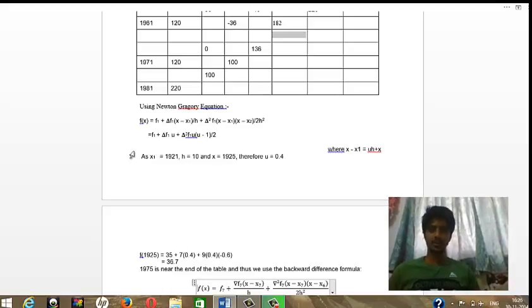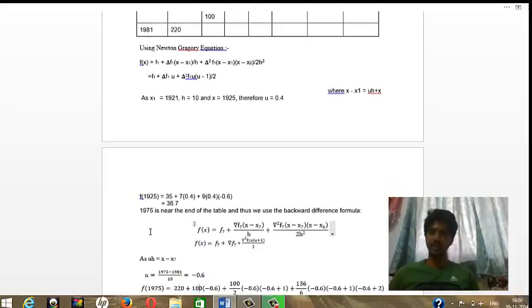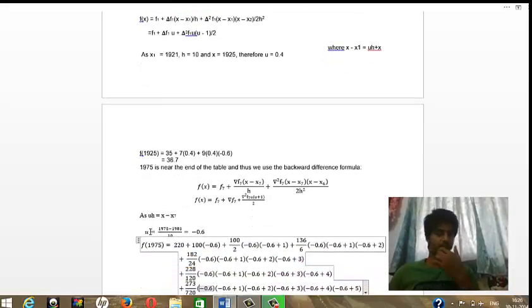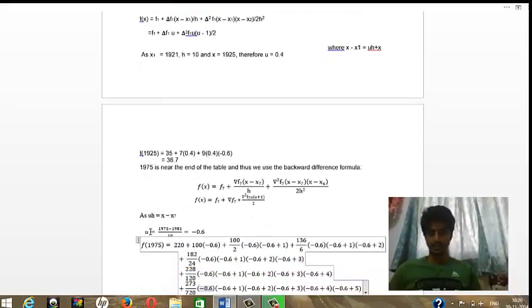As x1, we know the year is 1921, and we have to estimate the population in the year 1925. So x1 is 1921, that is the first year mentioned in the table, and x is the year in which we have to estimate the population. Therefore u is equal to 0.4. The u is calculated from this formula. Therefore, on putting x equal to 1925 in the above equation, f of 1925 is equal to 35 plus 7 into 0.4 plus 9 into 0.4 into minus 0.6. So we get our function in 1925 as 36.6.